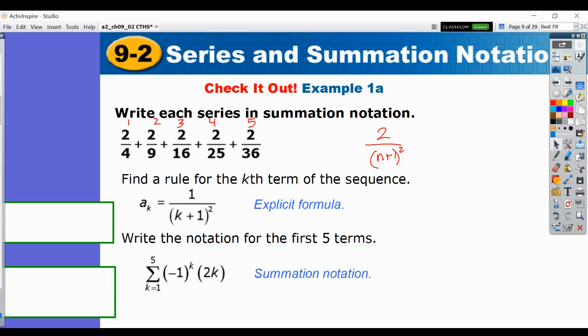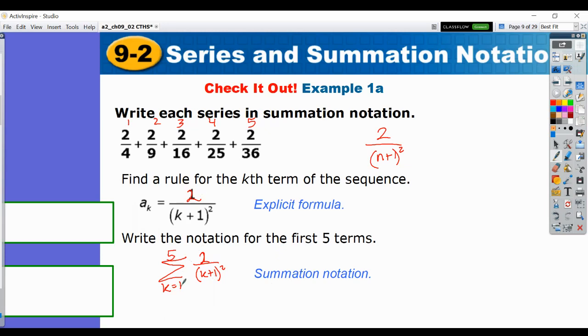So if I was doing the first 5 terms from 1 to 5, oh, this is not the answer to this problem. The summation from 1 to 5 of 2 over k plus 1 squared. They really messed up on the answers on this one. Okay, so you may have noticed, it's very similar to the last problem.